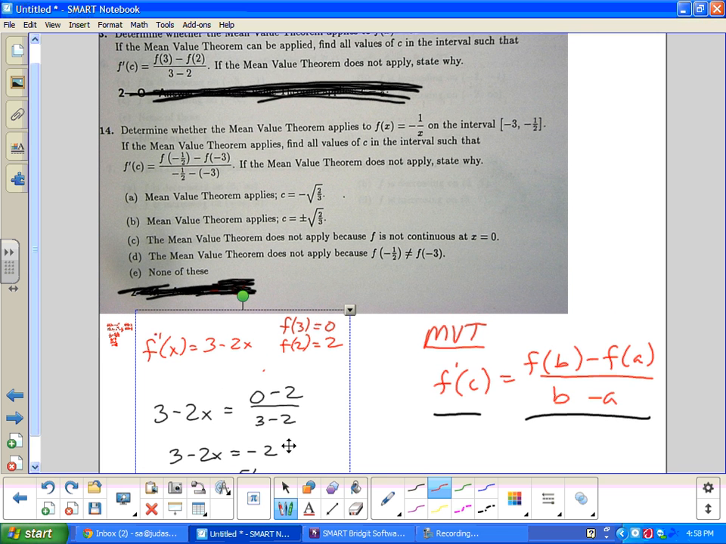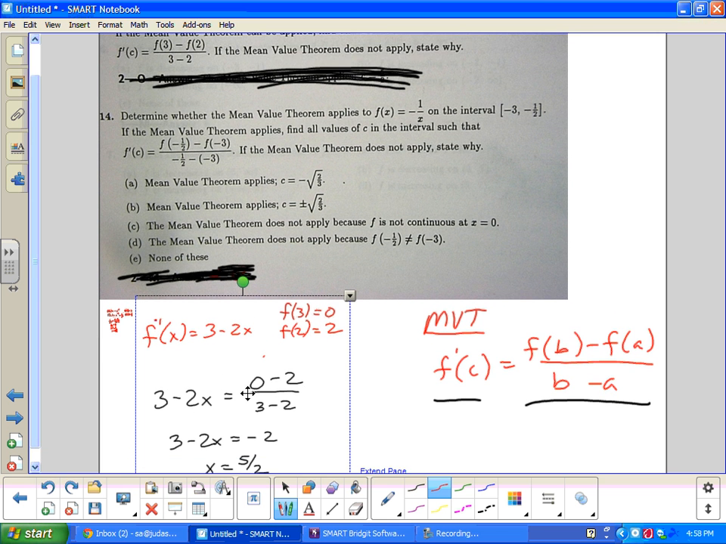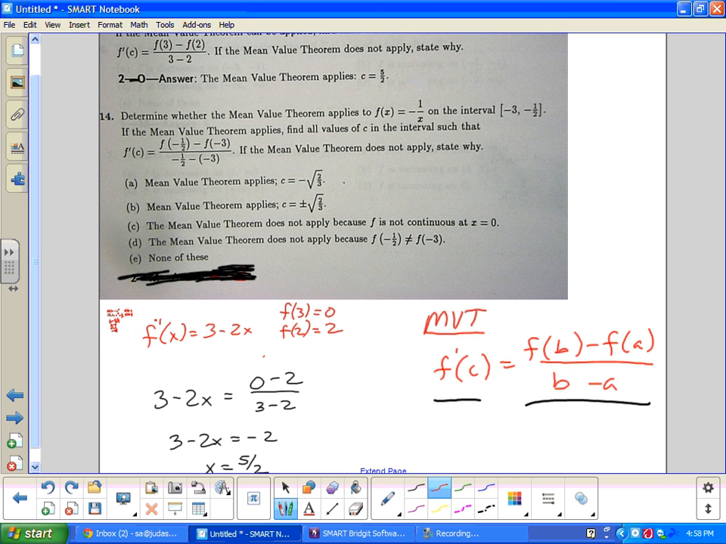So since it's differentiable, and again, 3 minus 2x is the derivative, and it has a derivative everywhere on the interval, we know that the mean value theorem applies. If I erase this up here, the mean value theorem applies, c equals 5/2. Again, is that inside the interval? Yes, it is. So that is the answer to number 13.